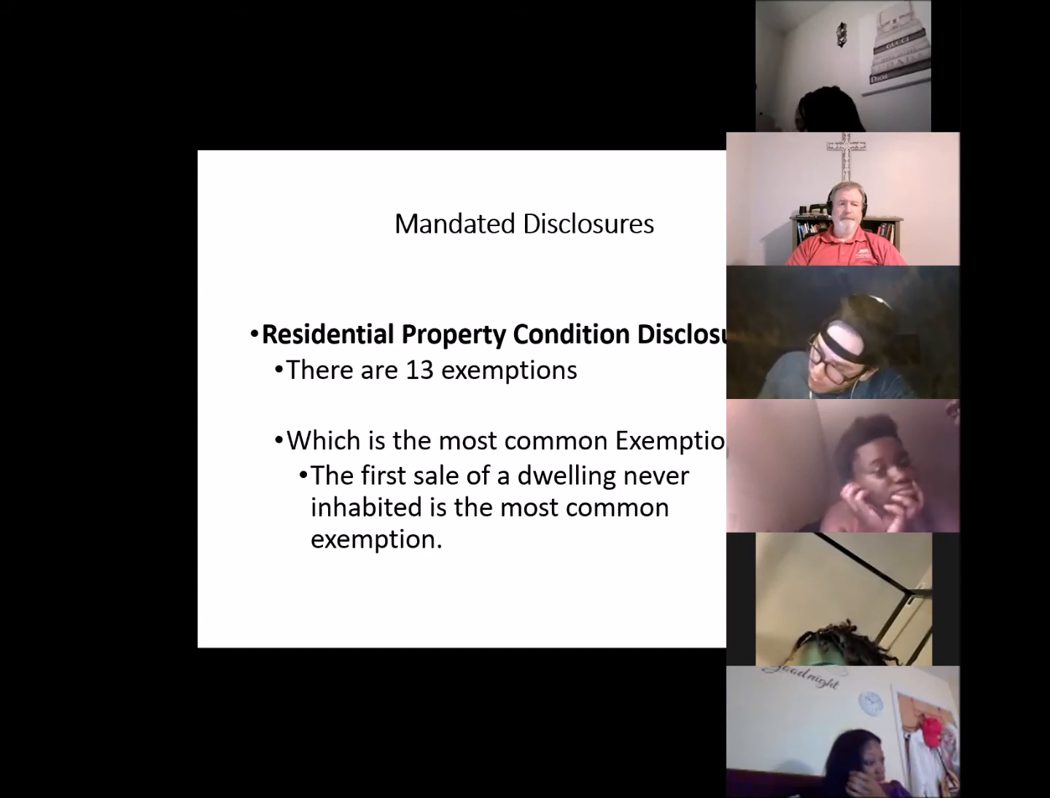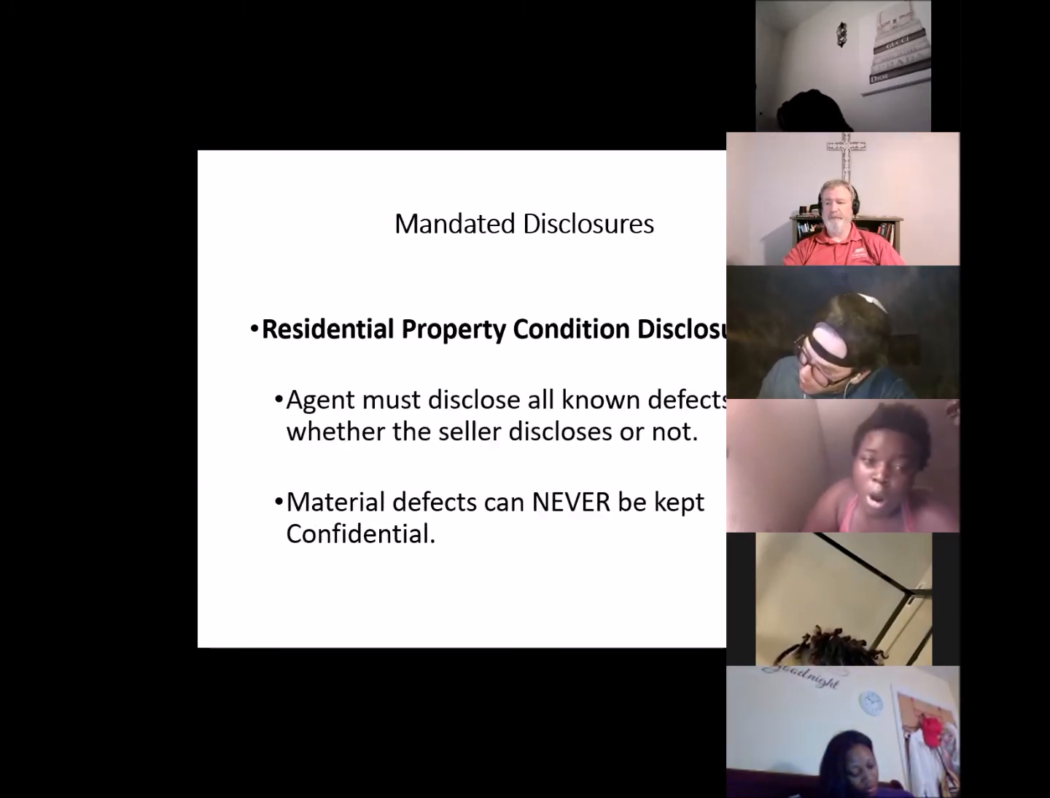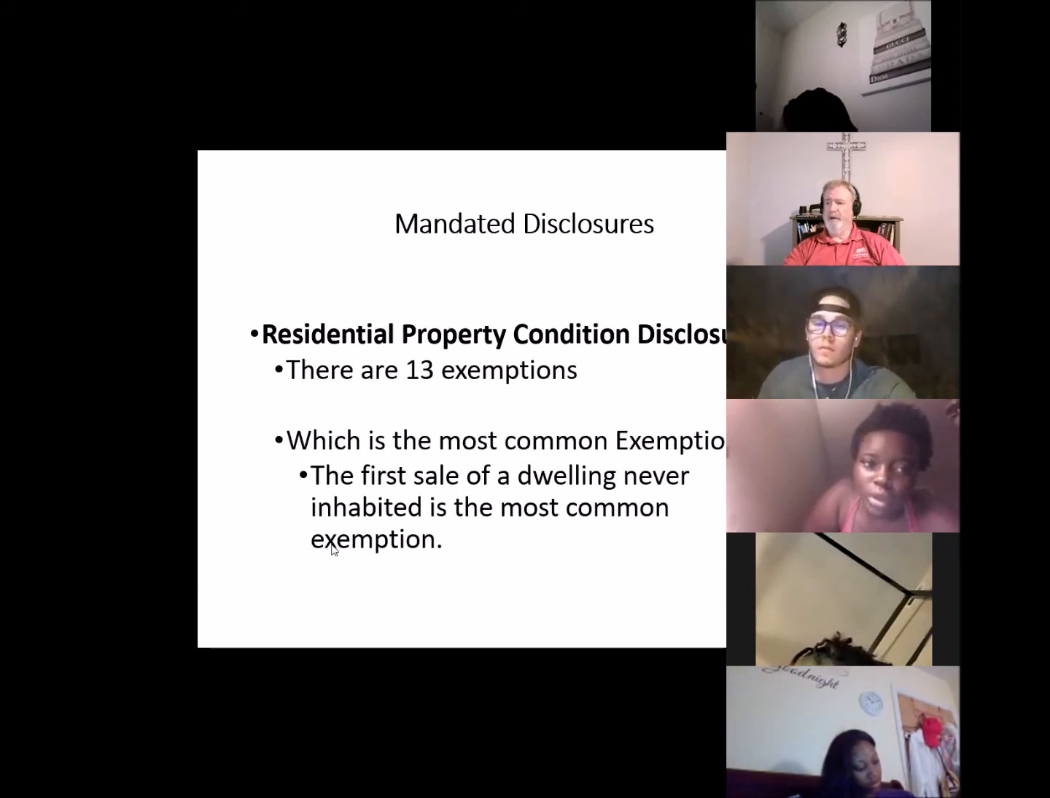Yes. Y'all, that is the most common exemption right there, new homes. But the other exemption they like to ask about, and I can about guarantee you they'll ask you this one, is the very last one. The very last exemption, number 13.